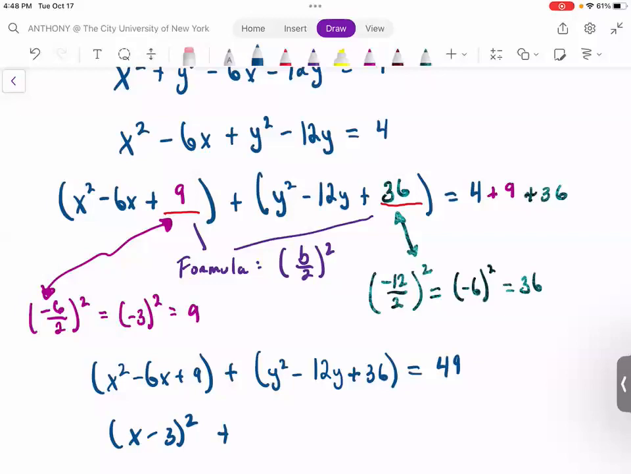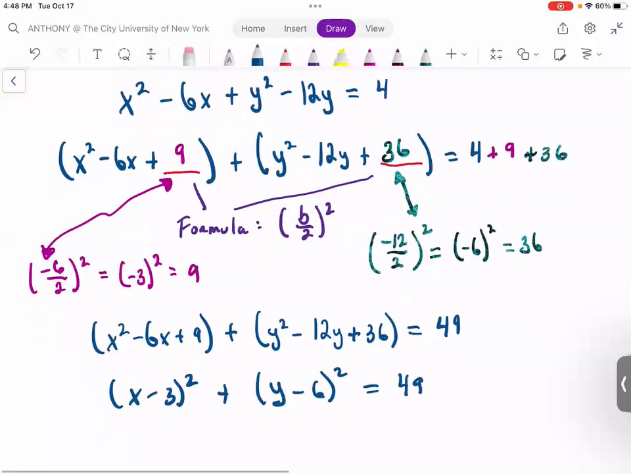Negative 6. How did you get negative 6? Well, if you know your factoring techniques well, then that's one reasoning. But the second reasoning, if you look at the greenish color, when we did the negative 12 divided by 2, the two factors that give us the perfect square trinomial must be negative 6 times negative 6. So we get y minus 6 squared is equal to 49.